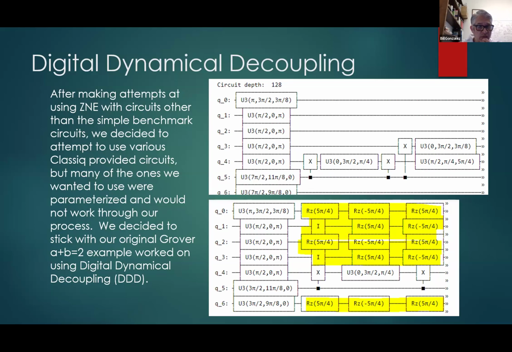And essentially what that consists of is during these idle times of a circuit, this is the actual Grover A plus B equals 2 circuit. What DDD does is you select the types of gates that you want to introduce. A lot of times there's some common gates that are used like XY, etc., and identity gates. But what you're trying to do is introduce some decoupling by introducing gates here. And you can specify which types of gates to use and how they're actually splayed out within the circuit. And you're trying to do it during idle times.